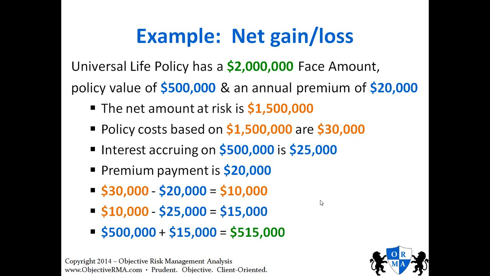So with the next example, I'm going to show a policy that's in a negative position, and the only number that I changed is the insurance cost. Instead of $30,000, it's now $60,000. And I run the math the same way. You have $60,000 cost minus the premium payment of $20,000, and that leaves a remainder of $40,000 outstanding. The interest credited is $25,000. If you subtract it from 40, that leaves a negative balance of $15,000, which gets subtracted from the account value, leaving a final value of $485,000. Does anybody have any questions at this point? You can unmute and ask if you'd like.